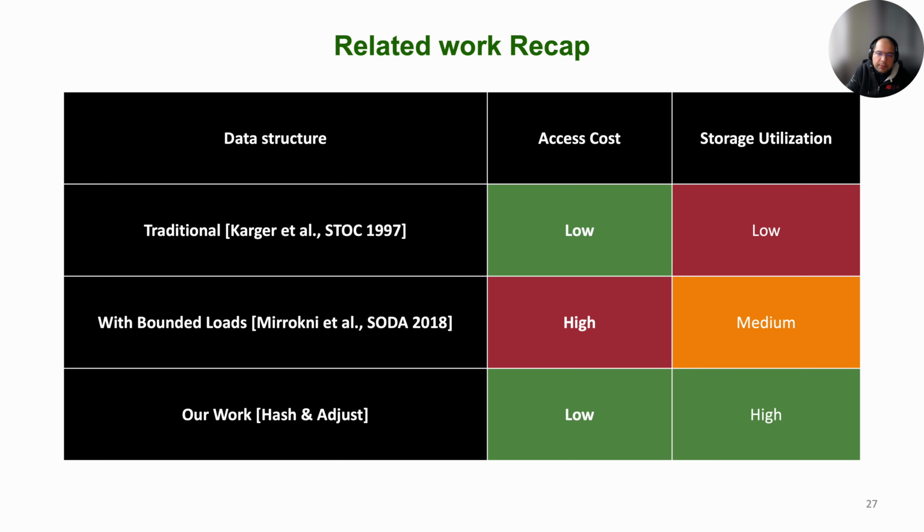So to wrap up, the traditional algorithm has a very low access cost. It can find essentially everything in its own head, but it has a very high storage utilization. On the other hand, consistent hashing with bounded load improves this storage utilization by setting a cap on the capacity, but the access cost can become higher. So we want to get the best of both worlds and have a low access cost and high storage utilization.